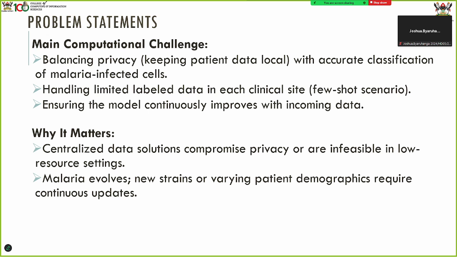So why it matters: centralized data solutions compromise privacy, or they are infeasible in low-resource settings, where you may have a limited computer or limited storage, and you cannot store all these images on one disk. Let's say that you can store them, but processing them on one computer is hard. But here we can have, let's say, 100 phones that process data on their respective devices, and this comes with a model on the central server that has already been trained. So that saves a lot of space and resources.